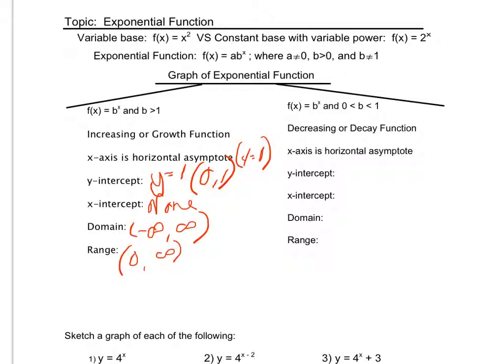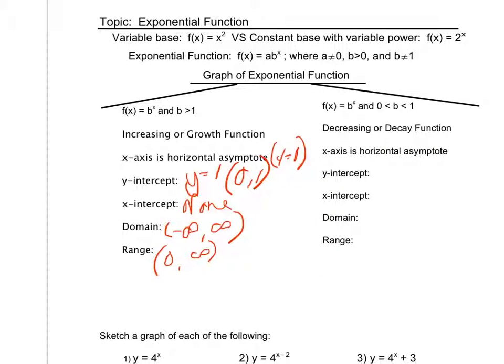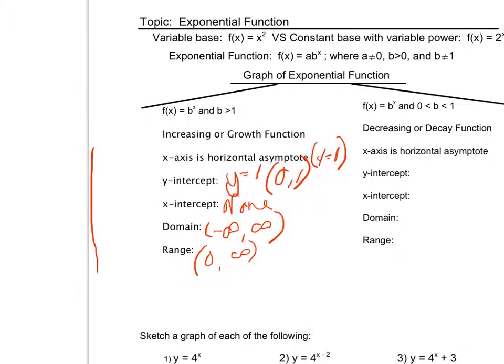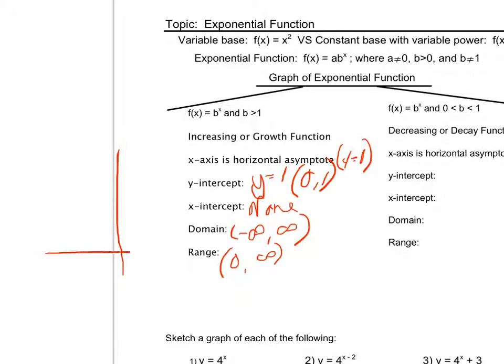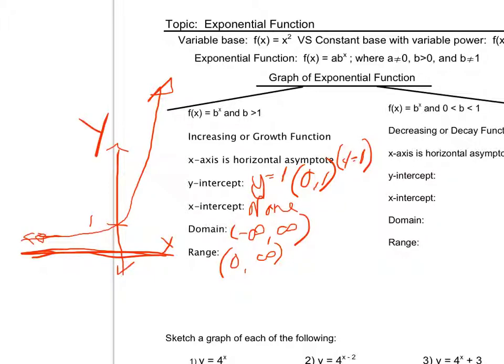My graph is going to look something like this. Again, here's 1. And as I continue, this will continue to get closer and closer to that x-axis, never actually touching it because of that asymptote. So here's my x-axis, here's my y-axis. That is an exponential growth function.